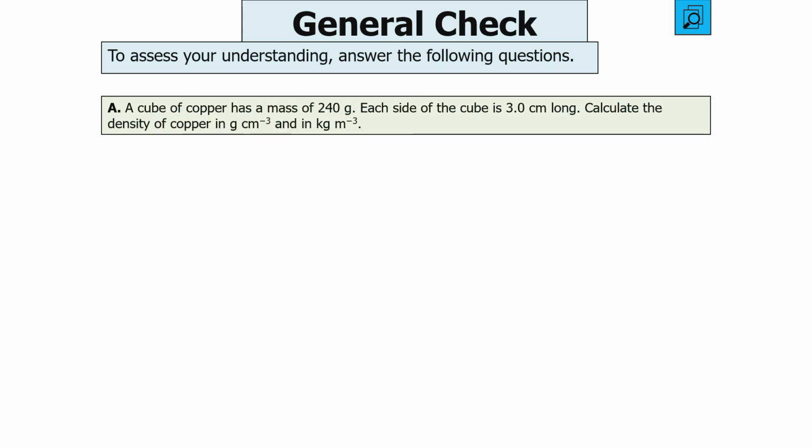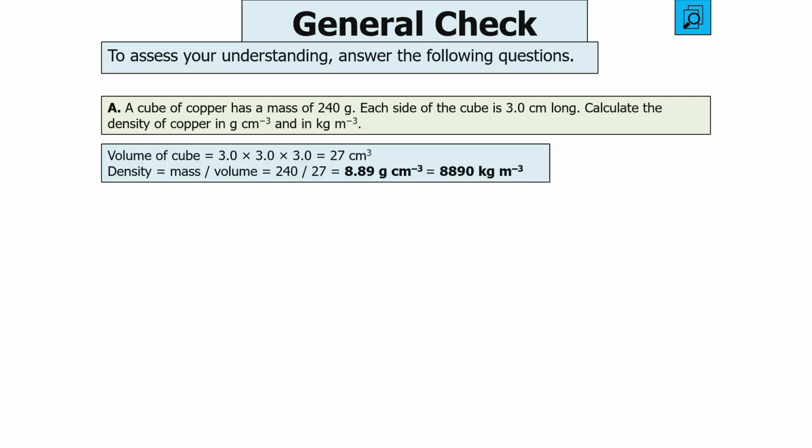A cube of copper has a mass of 240 grams. Each side of the cube is 3 centimeters long. Calculate the density of copper in grams per centimeter cubed and in kilograms per meter cubed. Pause the video now, then unpause the video when you want to go through your answer.